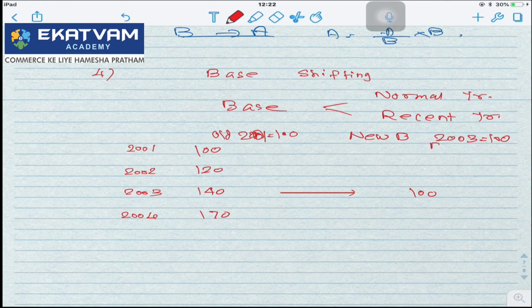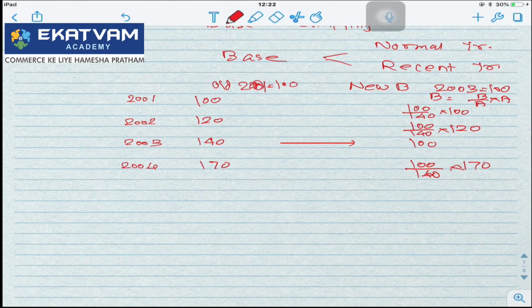And B equal to B upon A into A. And as such it will become 100 upon 140 into 100 for the first year, 100 upon 140 into 120 for the next year, and 100 upon 140 into 170 for the last year. So what is the formula? What we are finding here is new index in current year. New index in current year is equal to, now what is 100? 100 is always 100 because that has to become 100 if that year had to be the base.